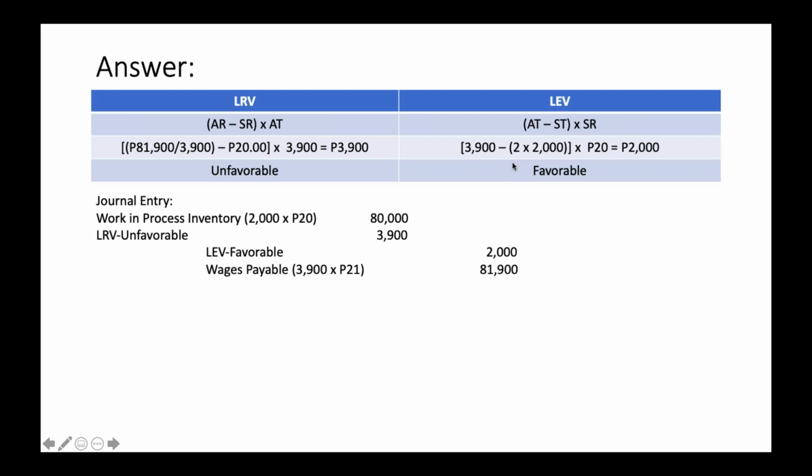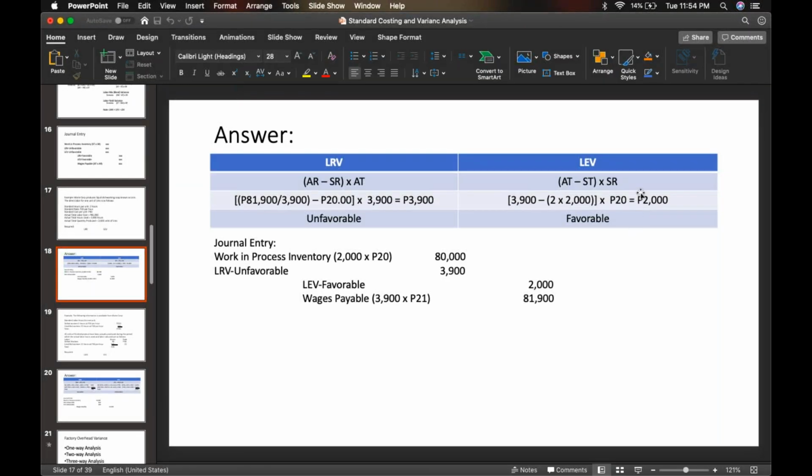Because we actually used 3,900 hours, that should have been 4,000. So nakatipid tayo dito. We have a savings in terms of time. We only pay 3,900 and we should have been paying 4,000 hours. So this is favorable. Let me just make some corrections here.